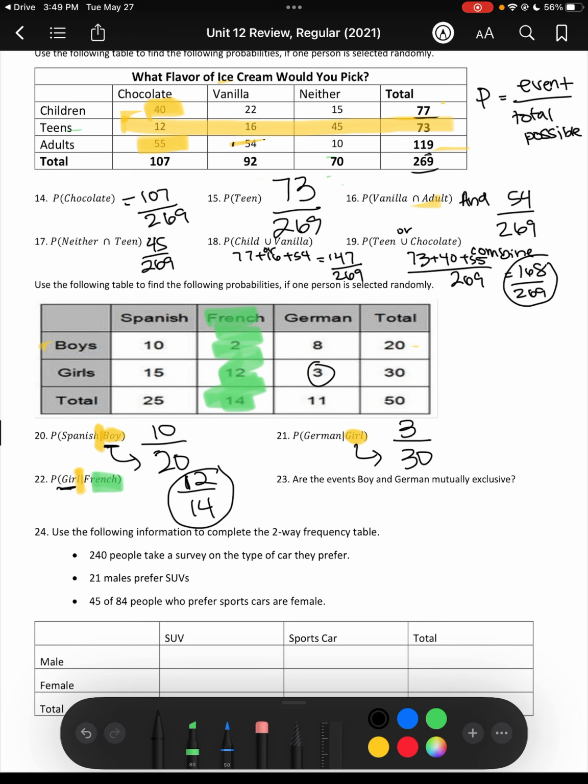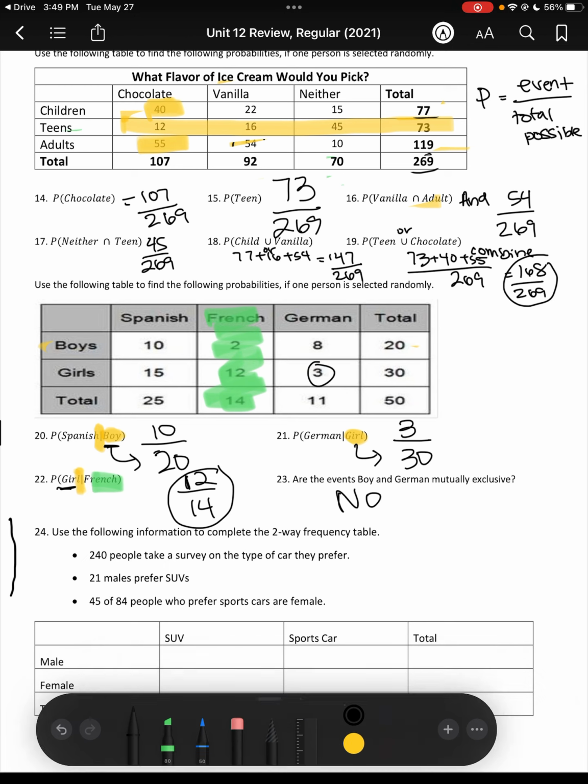All right, we did talk about mutually exclusive. It won't be on your test. Mutually exclusive just means 2 events that cannot happen at the same time. So boys and studying German are not exclusive because those can both happen at the same time.